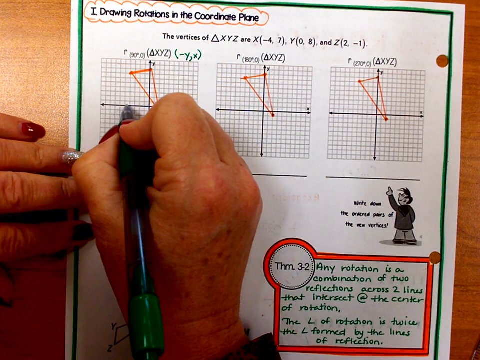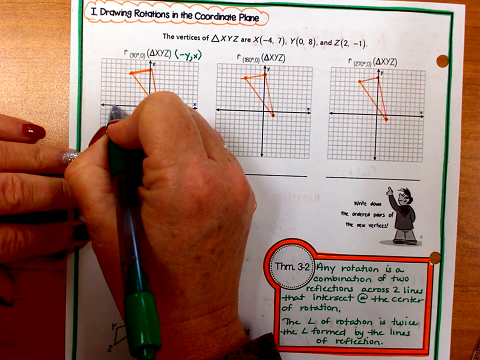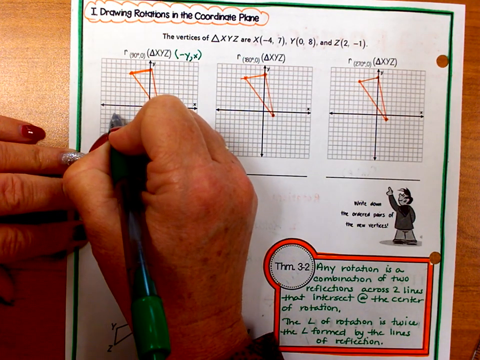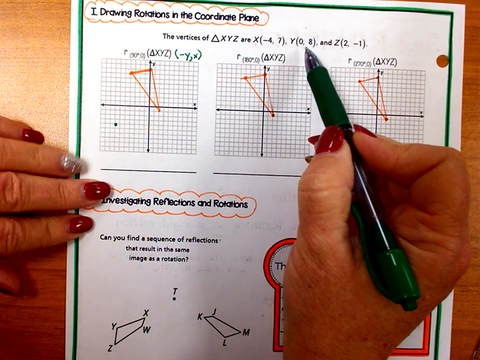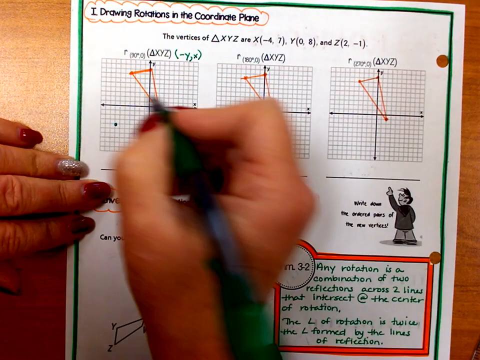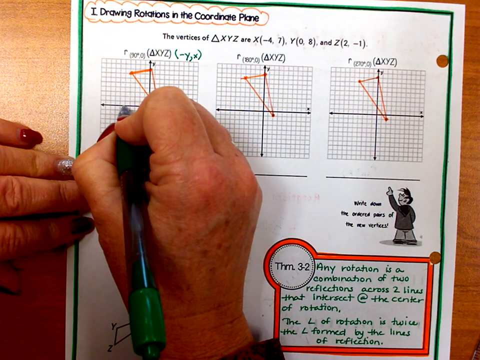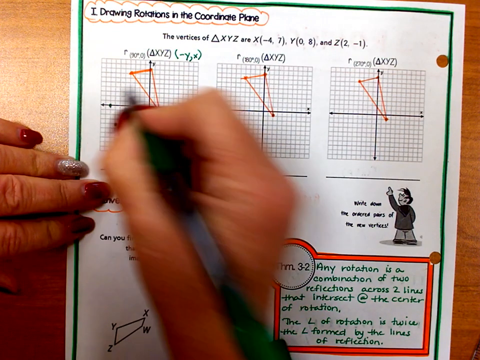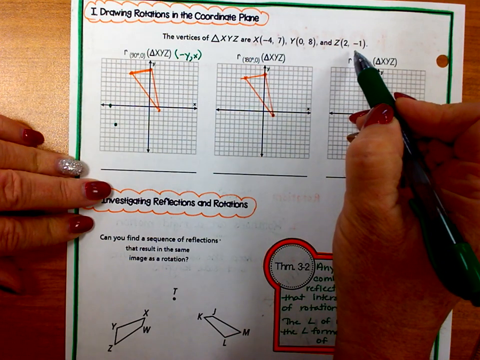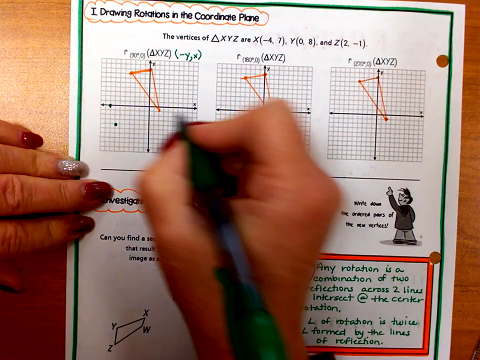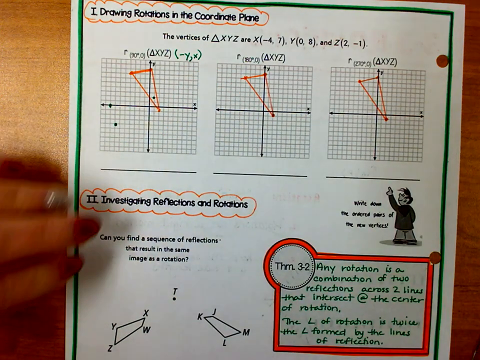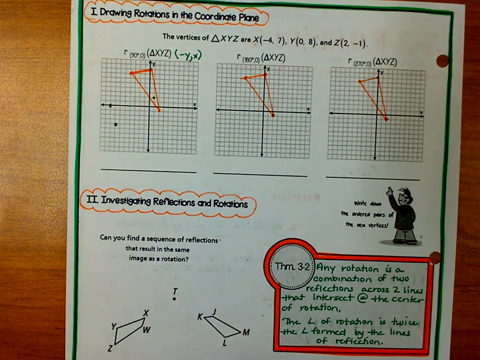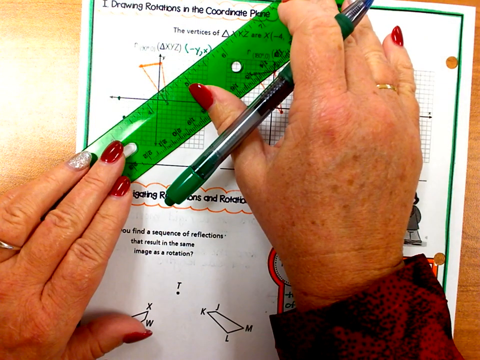1, 2, 3, 4, 5, 6, 7. 1, 2, 3, 4. Okay, and then we have 0, 8, so it's going to be negative 8, 0. 1, 2, 3, 4, 5, 6, 7, 8. And then we have 2, negative 1, which is going to be 1, 2. Right up here. Now we can go ahead and connect those points.